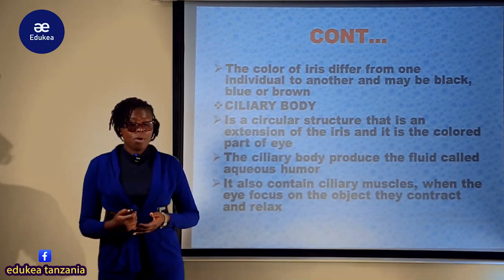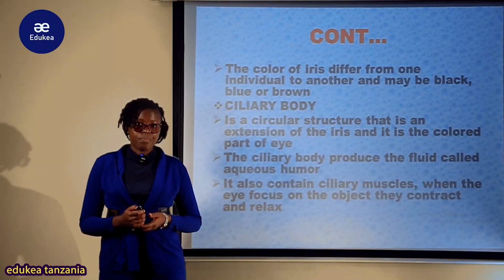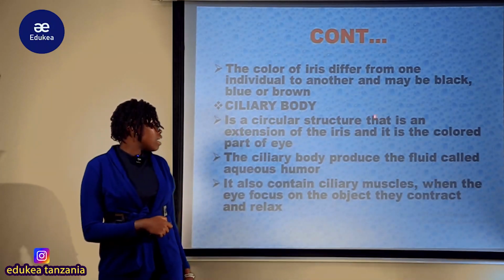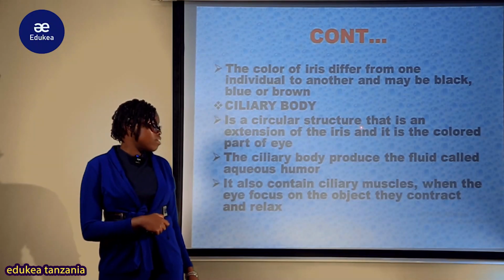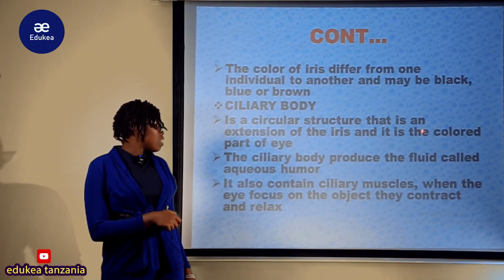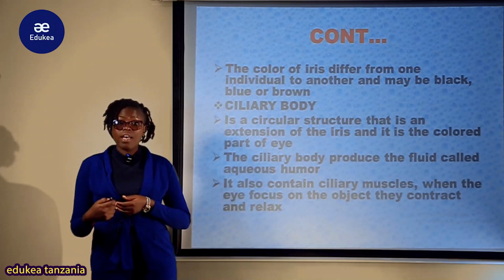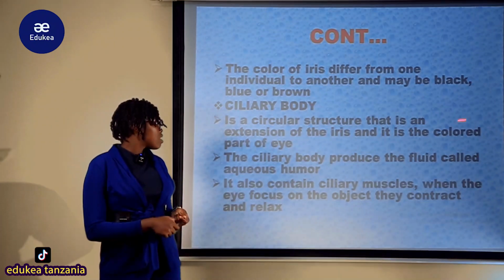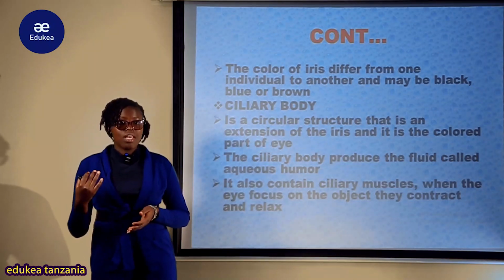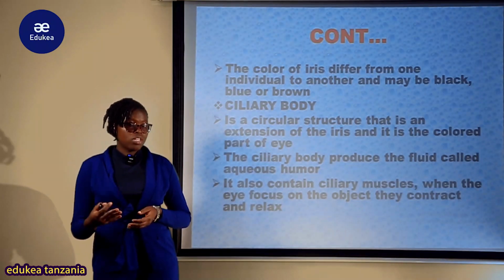So, the second component is ciliary body. So, the ciliary body is a circular structure that is an extension of the iris and is colored part of the eye. So, this is circular structure ambayo yenyewe ni muendelezo au extension of the iris na it is colored part of the eyes. Yenyewe inakuwa colored either brown, either black, orange and so forth.